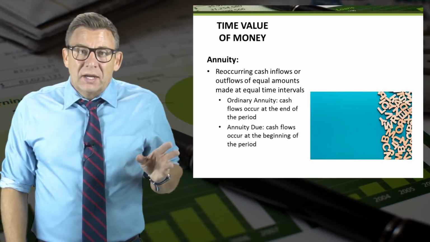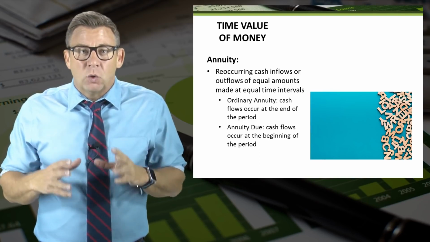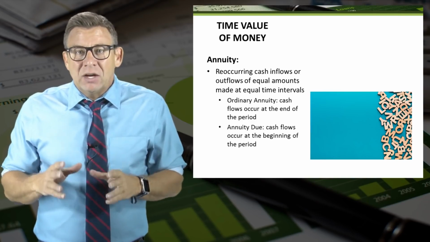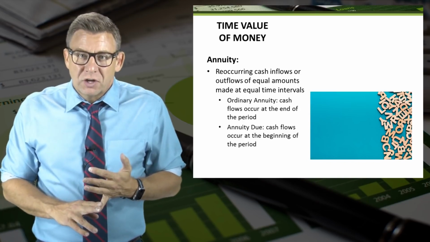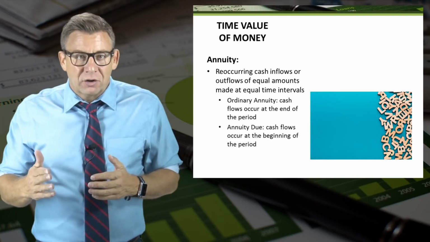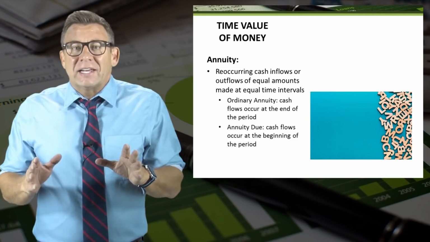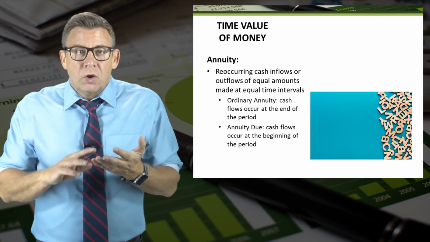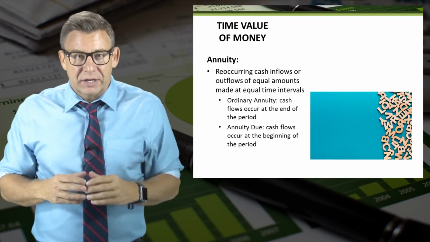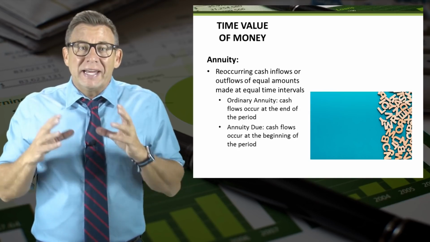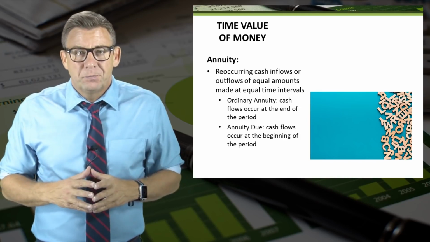An annuity is a recurring cash inflow or outflow of equal amounts, made at equal time intervals. So they are regular cash flows occurring year after year rather than a one-time amount. There are two classifications of annuities. Ordinary annuity is when the cash flow occurs at the end of the period. And an annuity due is when the cash flow occurs at the beginning of the period.